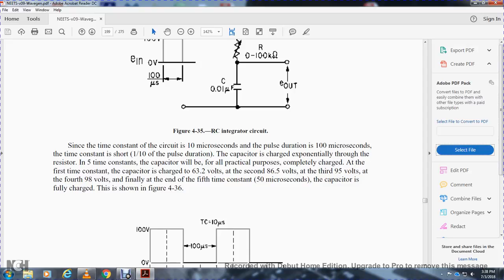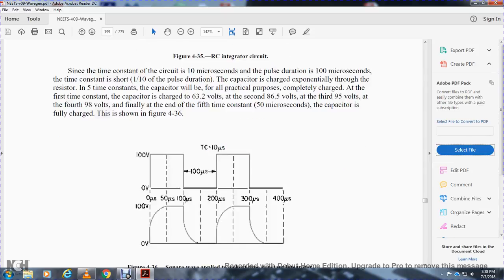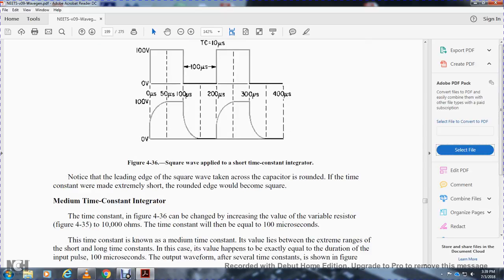At the first time constant the capacitor charges to 63.2 volts, the second at 86.5 volts, the third at 95 volts, the fourth at 98 volts, and finally at the end of the fifth time constant the capacitor is fully charged, as shown in figure 4-36. Note that for the leading edge of the square wave, the curve of the capacitor is rounded off at the time constant. Made extremely short, the rounded edge becomes smaller, nearly square.